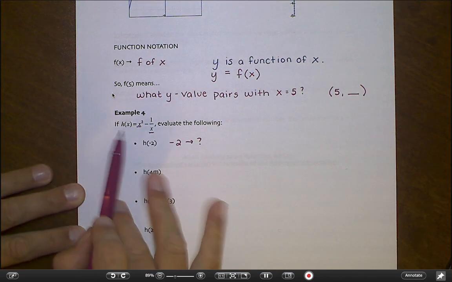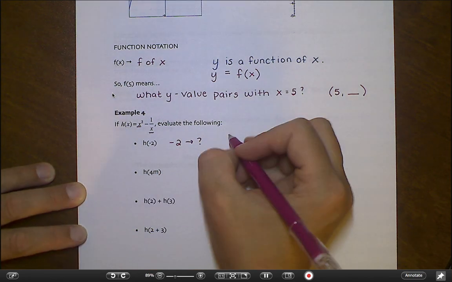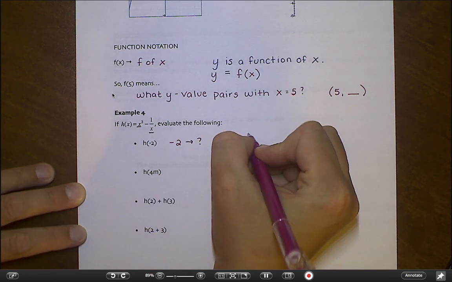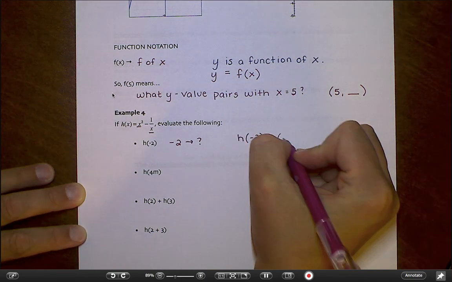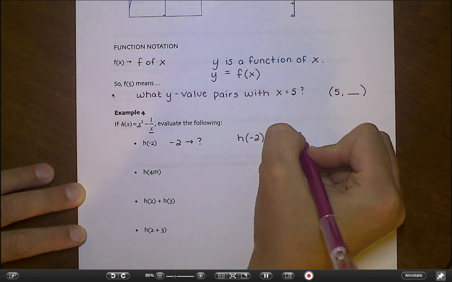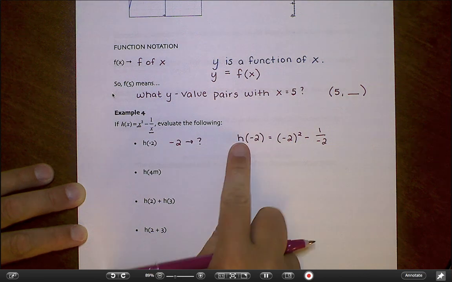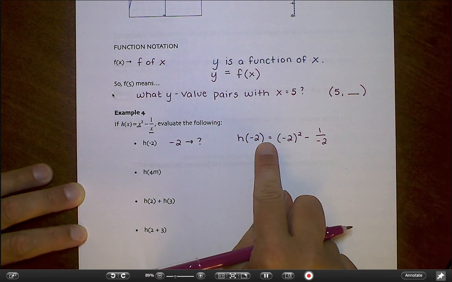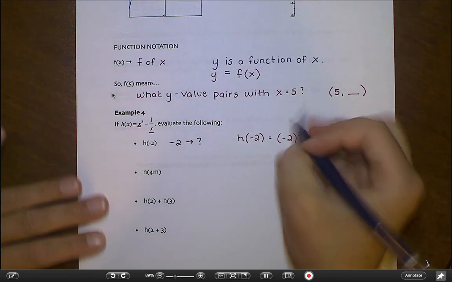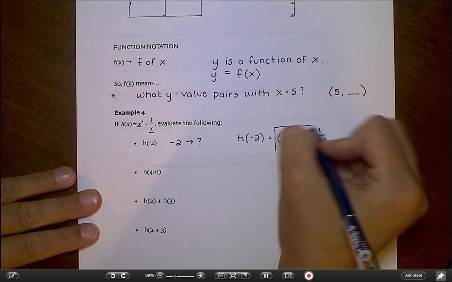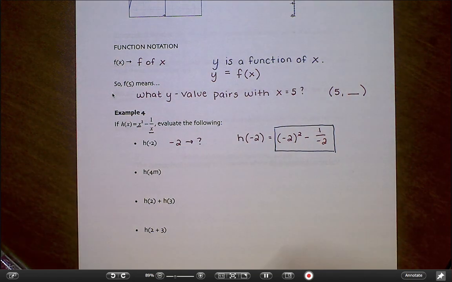And the question I get all the time is, do I also put it over here? Well, sure you can, because then watch what's going to happen. If I put it over there, I'll get h of negative 2 equals negative 2 squared minus 1 over negative 2. And then all we're saying is h of negative 2 equals whatever this thing is. Okay, so you can write it out over there, but this is really the part of the equation that I actually care about, is just plugging that negative 2 in and finding the value so that I can say, oh, that equals something.